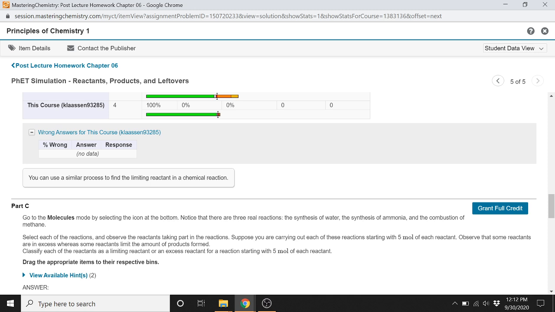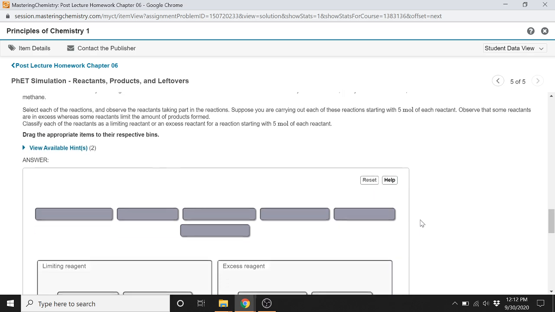Suppose you are carrying out each of these reactions starting with 5 moles of each reactant. Observe that some reactants are in excess, whereas some reactants limit the amount of products formed. Classify each of the reactants as limiting reactant or an excess reactant for reactions starting with 5 moles of each.